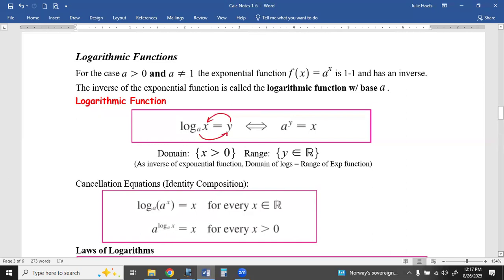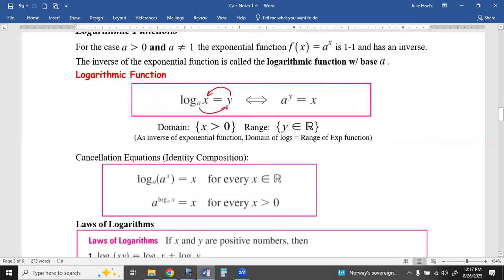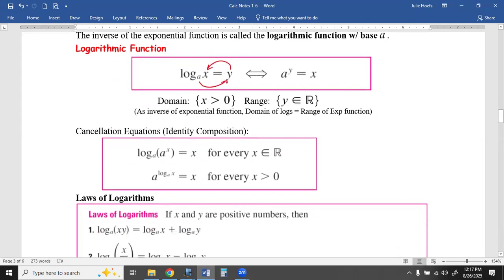Or if you're going from exponential, your base is a, so that's log base a of x equals y, because the logarithm equals a power. That's what a logarithm is giving you, a power. Okay. And again, for your domain x, you can't take the log of a negative number, remember. So x has to be greater than 0. Your range is just real numbers.